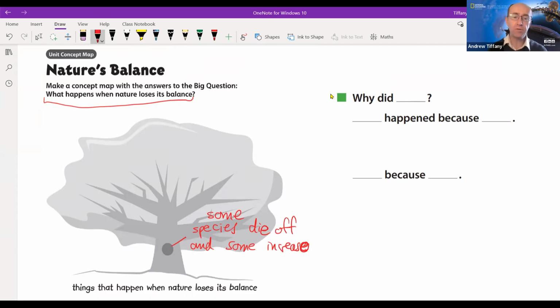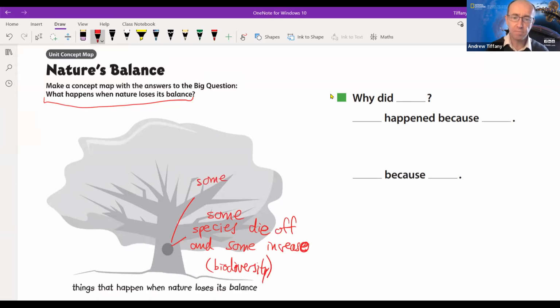Okay, what else could we do here? What else, when nature loses its balance, what else happens? I guess you could link this one. Someone before said biodiversity changes, right? It doesn't always get worse. Oh, well, sorry, it does get worse, but that means some species will grow, will have more of them, right? Okay, very good, Holly. I like it.